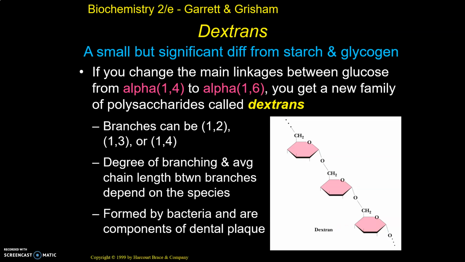And those are it. Those are your storage polysaccharides. So your storage polysaccharides are: you've got starch in plants, you've got glycogen in animals, and then you've got dextrans. Those are it. Those are the ones that we're talking about here.